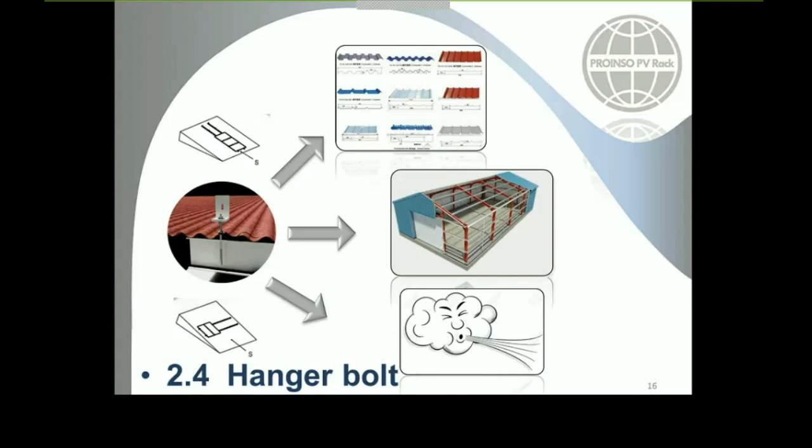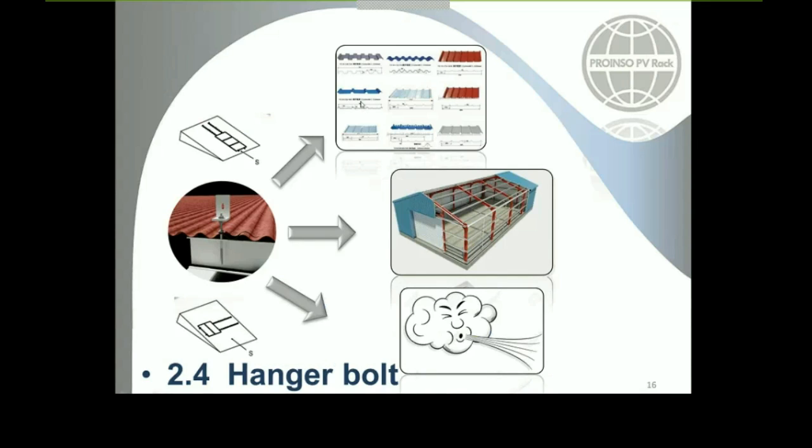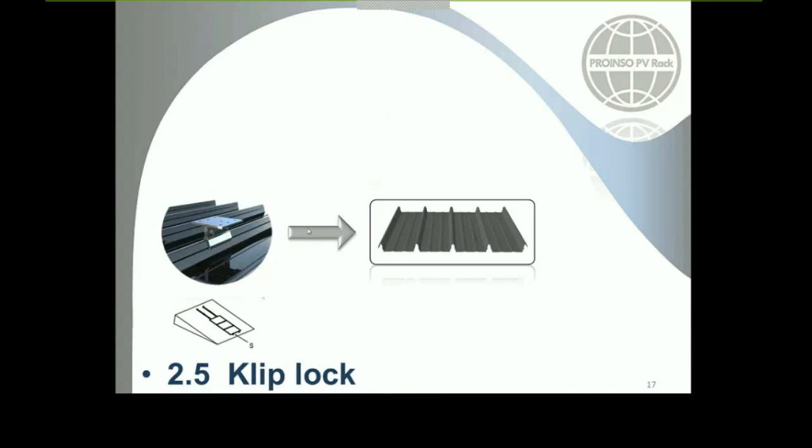Thank you. The hanger bolt solution, as I said before, is customized for areas with more than 180 kilometers per hour, because this way we reduce the number of fixing points in our structure. It can be installed on any of the metal sheets on the market, and allows us to install in portrait or in landscape.